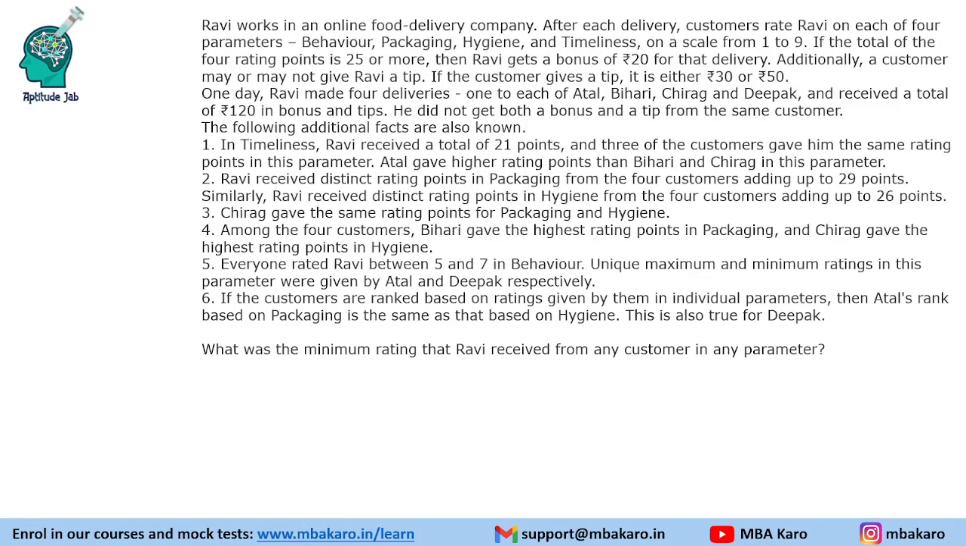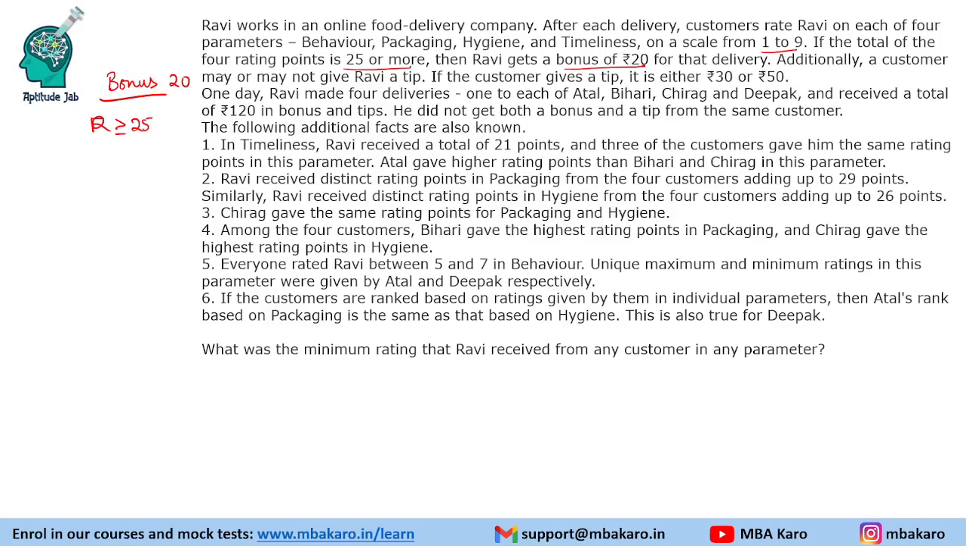This set from CAT 2021, slot 2 DILR, says that Ravi works in an online food delivery company. After each delivery, customers rate Ravi on four parameters and on a scale from 1 to 9. So they rate from 1 to 9. If the total of the four rating points is 25 or more, then Ravi gets a bonus of 20 rupees. So the condition for bonus of 20 is a rating of greater than or equal to 25.